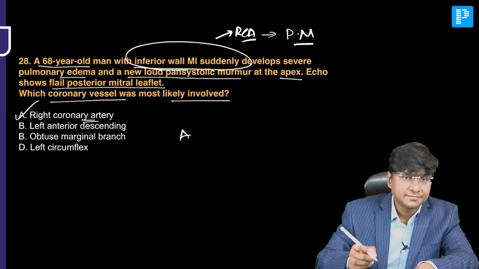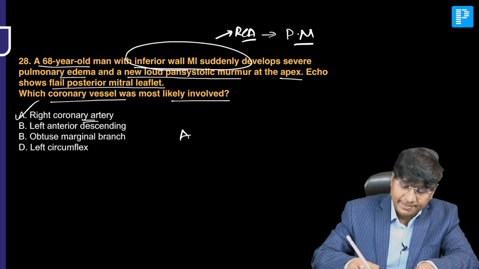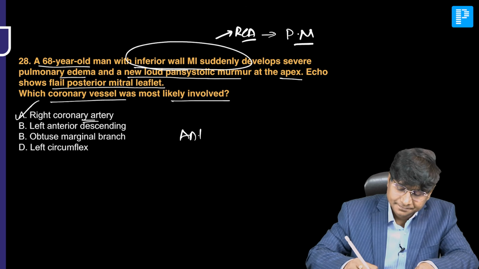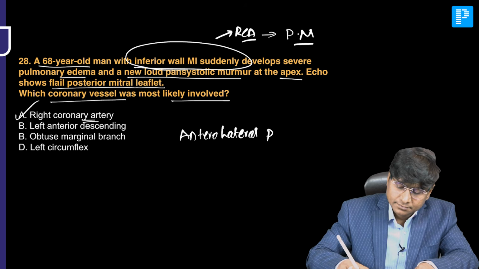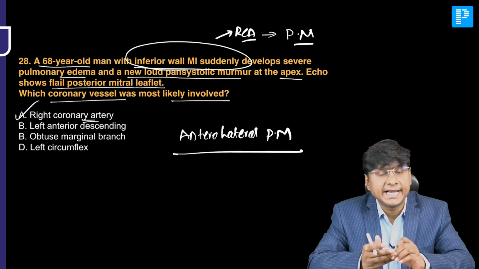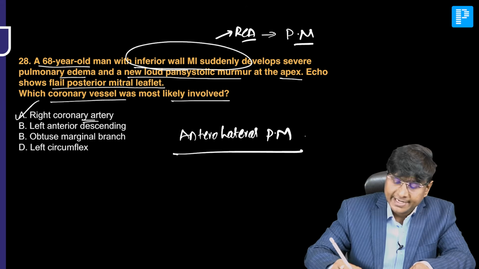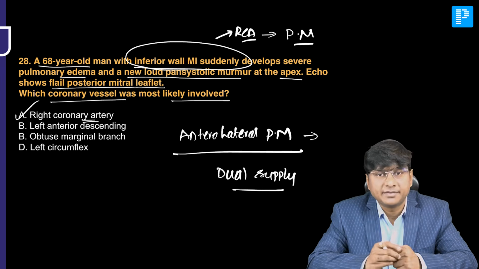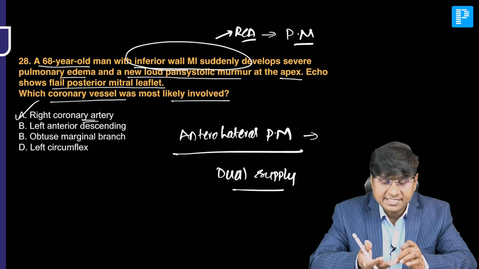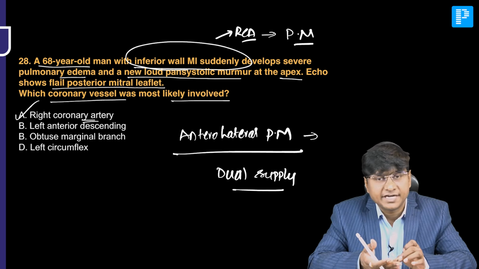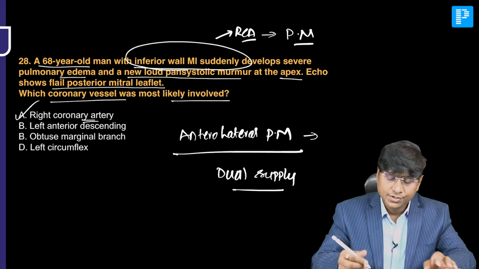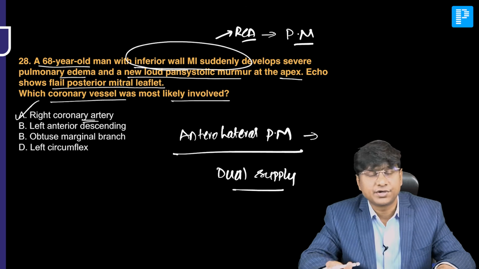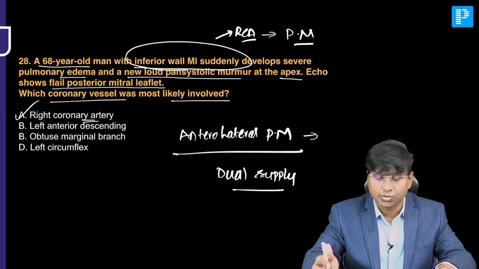Whereas if you take the anterolateral papillary muscle, this has a dual supply. It is supplied by the right coronary artery and also by the left anterior descending artery, and it rarely ruptures. So the answer in this question is the right coronary artery, because this patient is having inferior wall MI.